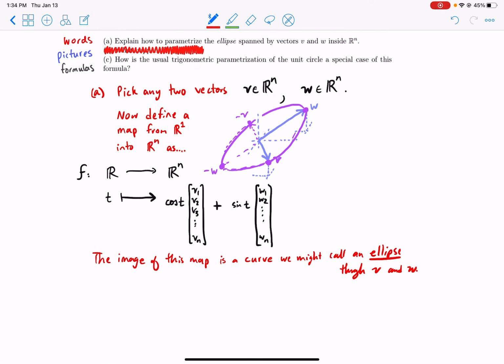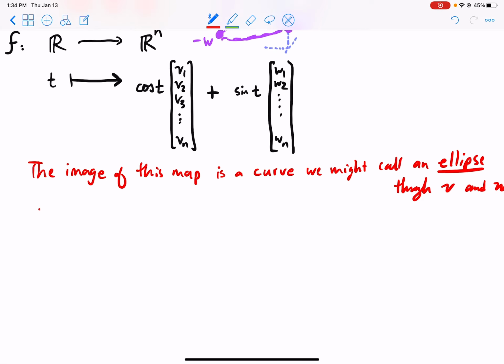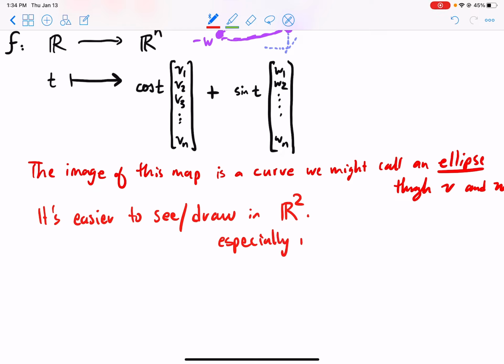Maybe I'll just add something. It's easier to see /draw in R2, especially if v and w are sort of simpler. Let's take v to be (3, 0). Having a 0 is going to make it simpler to draw. Let's take w to be (0, 2).